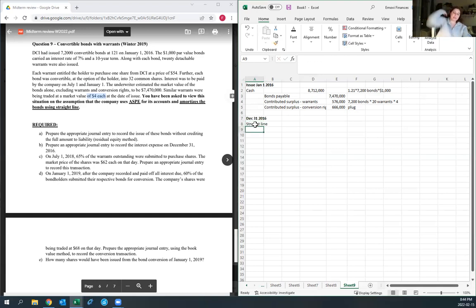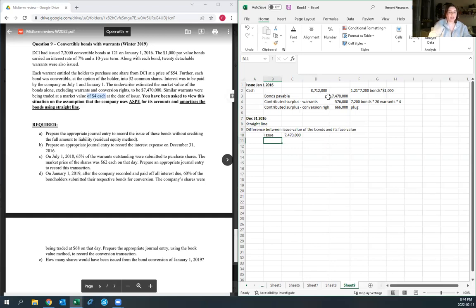So to find the amount to amortize, you want to find the difference between the issue value of the bonds and its face value. So the issue value was 7,470,000 that we put here, and the face value is 7,200 times $1,000, so 7.2 million. So that means that over the 10 years, they're going to have to amortize $270,000, which means that by period, the amount of amortization is 270,000 divided by 10 years, divided by 2, because there are 2 periods per year.